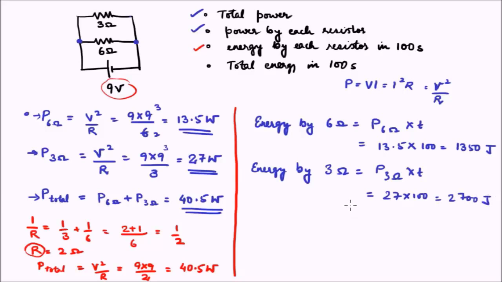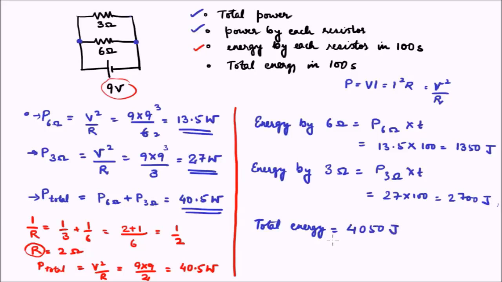An interesting thing, if you have noted, is that the higher resistance is actually using less power, and as a result less energy. The lower resistance is using more power, and as a result more energy. Why is it so? Think about it. And finally, the total energy is, we can either just add them up, or we can use the total power and multiply it by 100. Either way you will get 4050 joule.